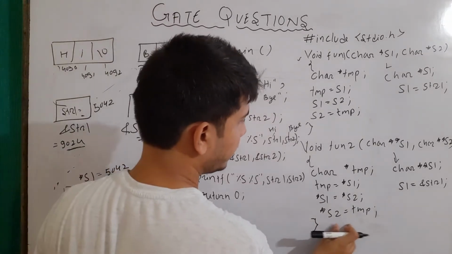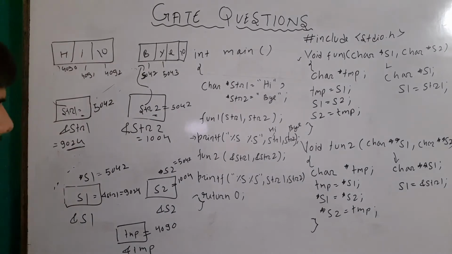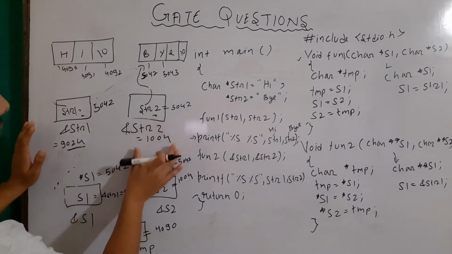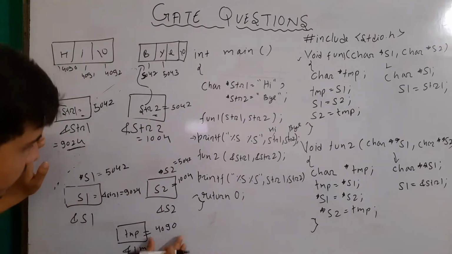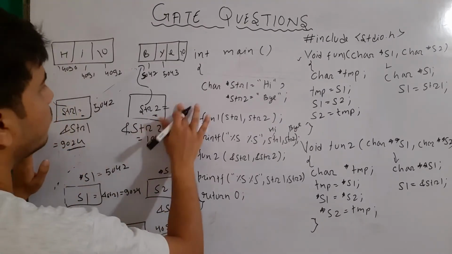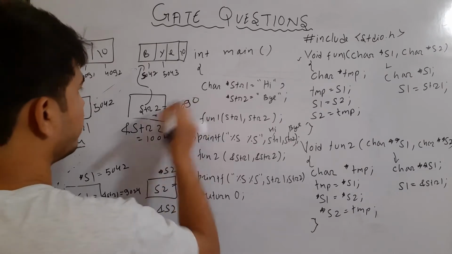Now it is written asterisk of s2 equals to temp. So basically it means that whatever is the address held by this variable, change it to whatever is this. So this will now point to 4090, right.